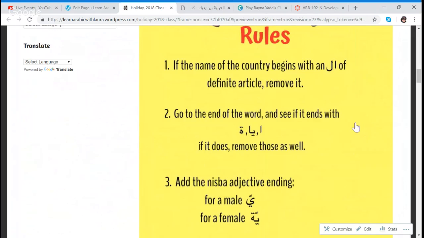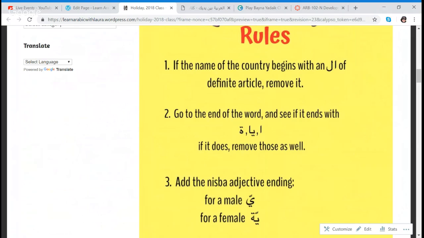Okay, so that's the first step. Then we go to the second step, go to the end of the name of the country and see if it ends with any one or combination of these letters. So if it ends with Aleph, you take it off. If it ends with Ya and Aleph, you need to take it off. Or if it ends with Tamarbuta, you remove that as well. Okay. So what that does is that leaves you with a stem.